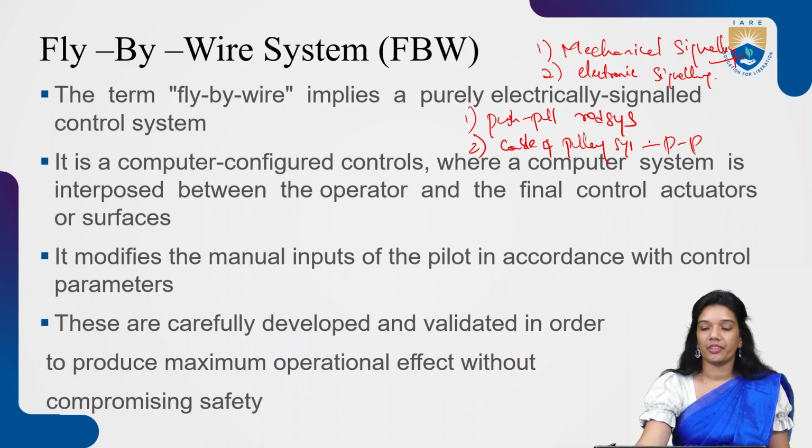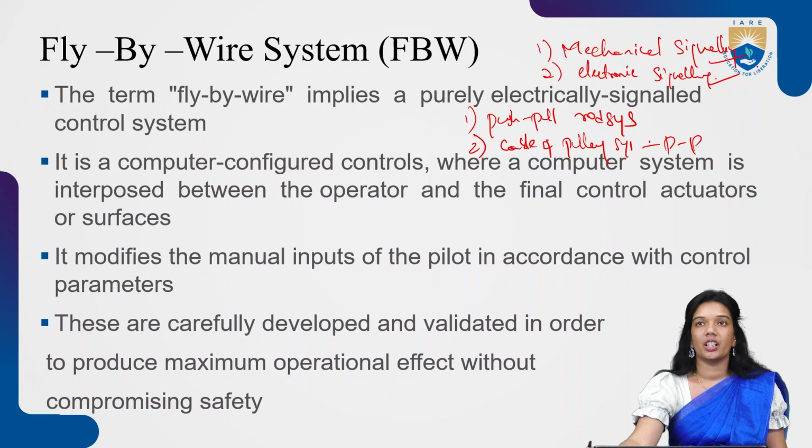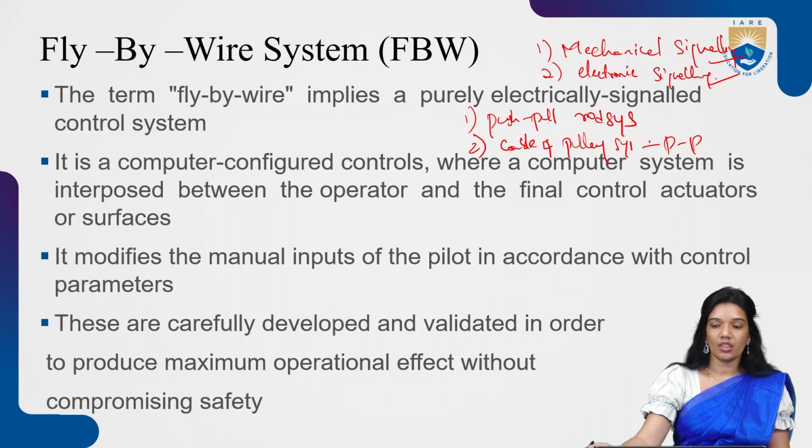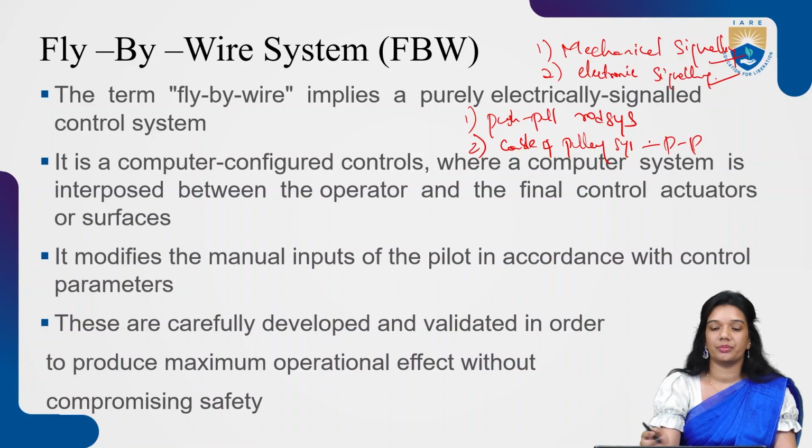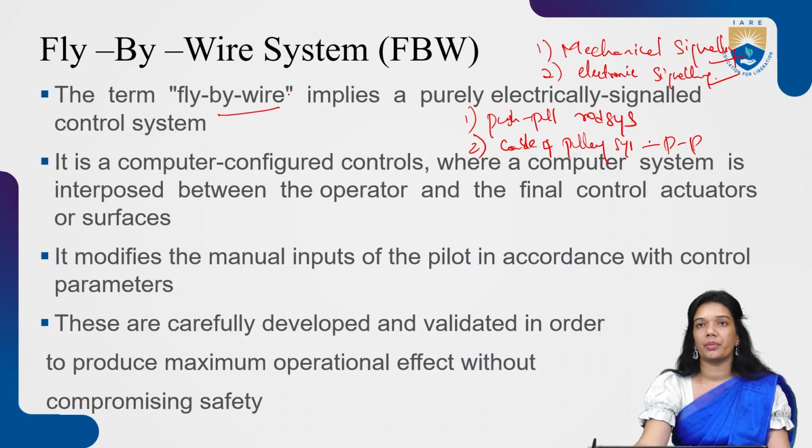The other, better way is electronic signaling. Electronic signaling means fly-by-wire systems, where the input information from the control column is passed through signals to a transducer, to the hydraulic systems or hydraulic cylinder, and then there is an output, which is a movement in the elevator or in the aileron. That is simply termed fly-by-wire, which implies purely electrically signaled control systems.